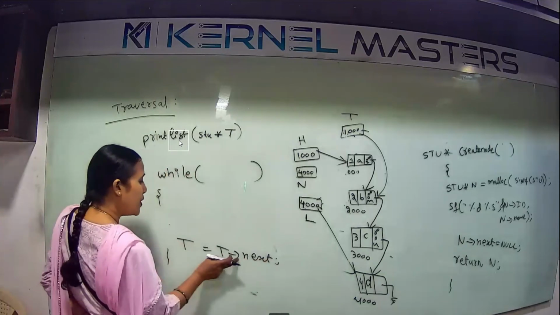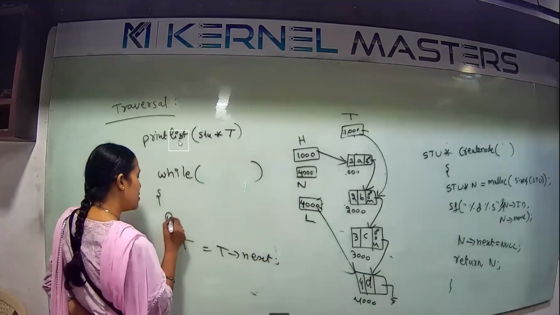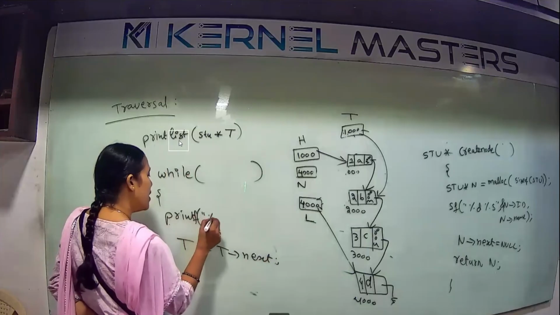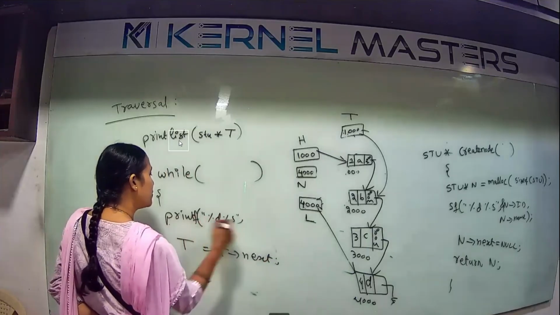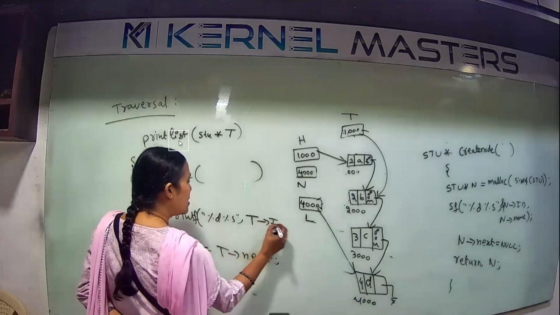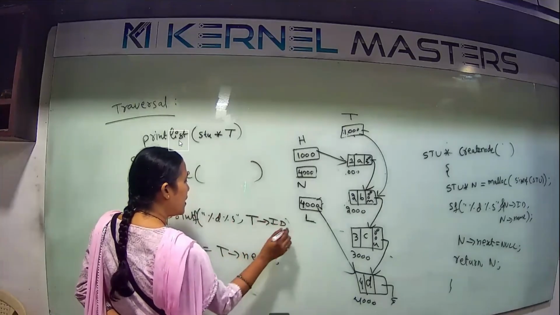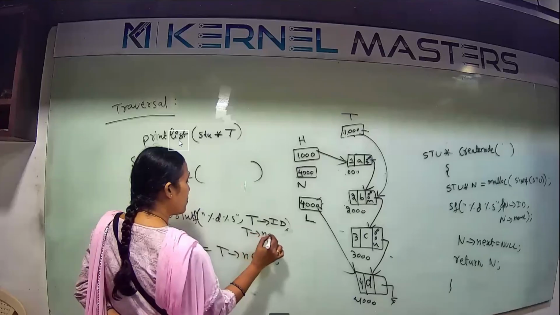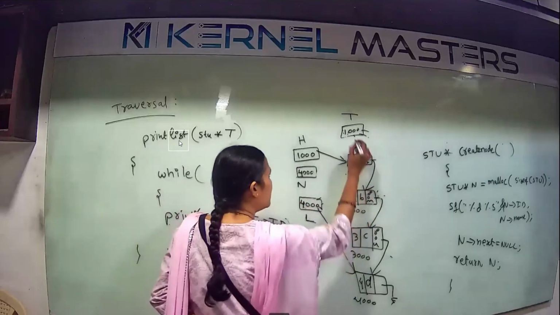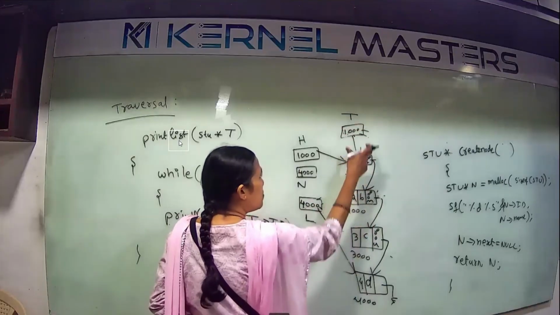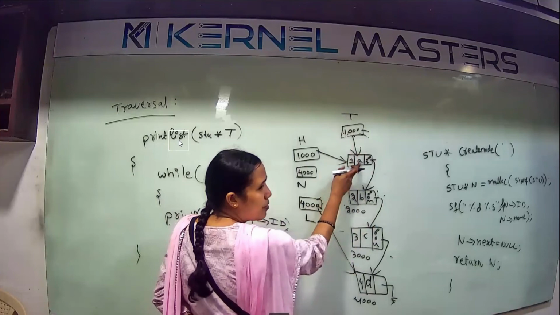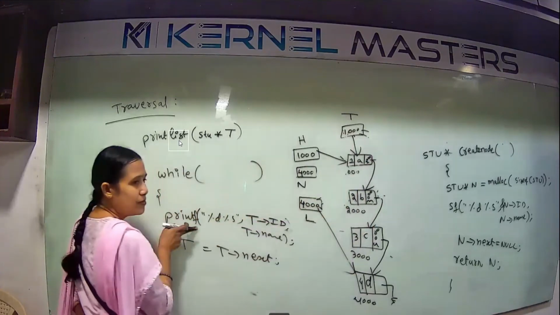Then before moving to the next, you will print the values. Print the ID number and name. How to get the ID number? T arrow ID is your ID number. T arrow name is the name. When T is here, when T is pointing to the first node, I am going to use T to print the ID number and name of the first node. That is here.